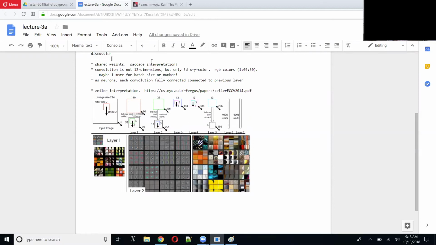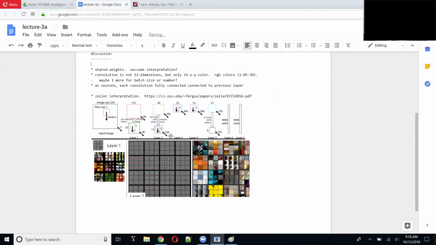The core of convolution, when Yann LeCun introduced it decades ago, was the concept of shared weights, but in biology, there is no such thing. And I think what I mentioned before is you can interpret that as saccade. So let me scroll out.